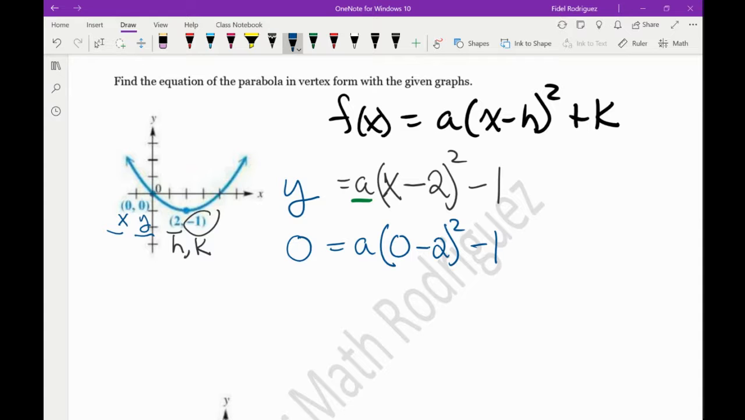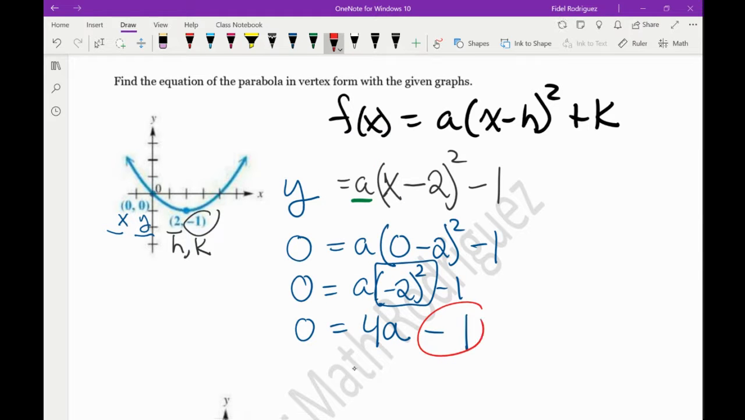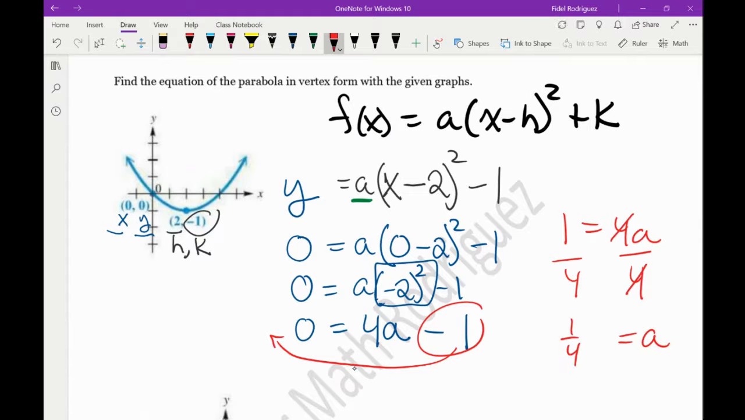And now the only letter that we don't have is the letter a, and we can find it. So 0 equals a times (0 minus 2), -2 squared, minus 1. Okay, so -2, when we square it, gives me a 4. So that's really 4a minus 1. I want to take this -1 and move it to that side. So when we do that, it becomes +1 equals 4a. So to solve for a, y'all, we'll just divide both sides by the number 4. And we get a is 1/4.